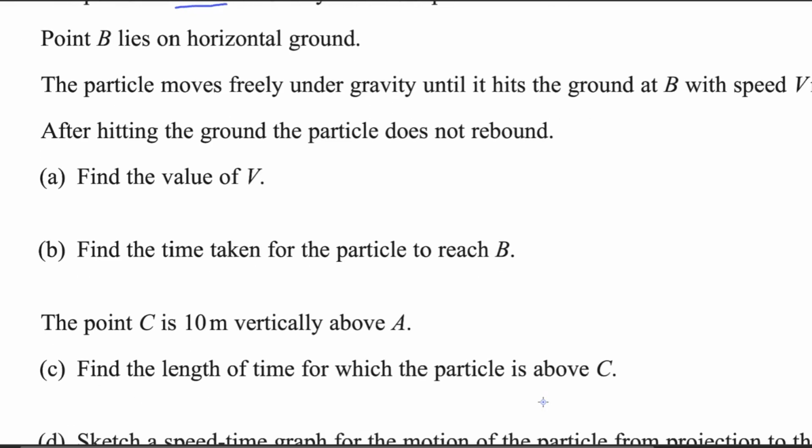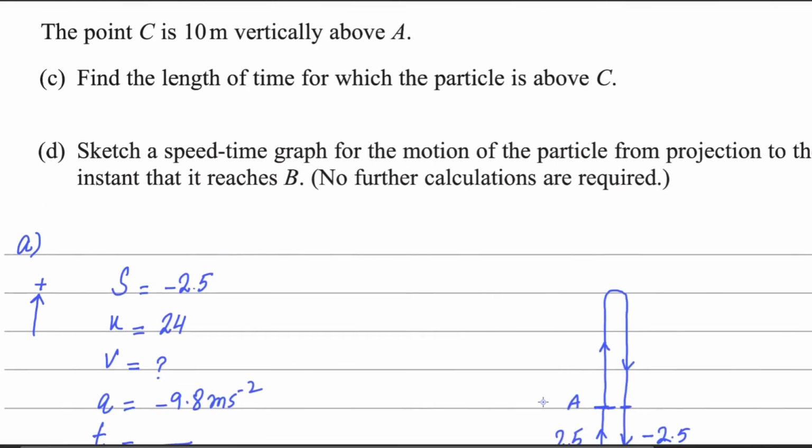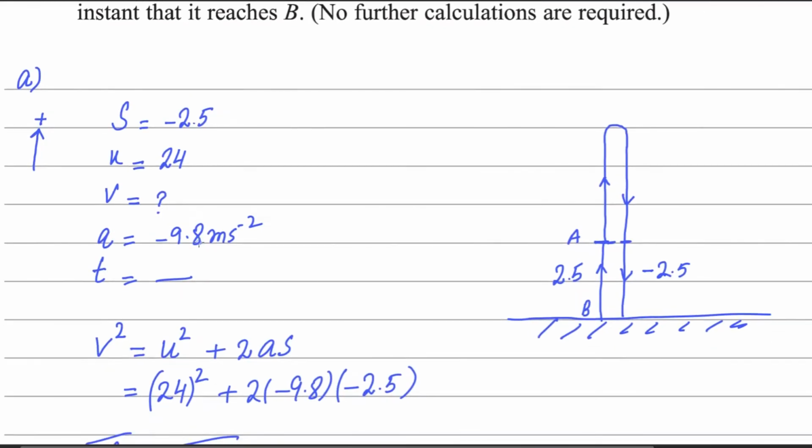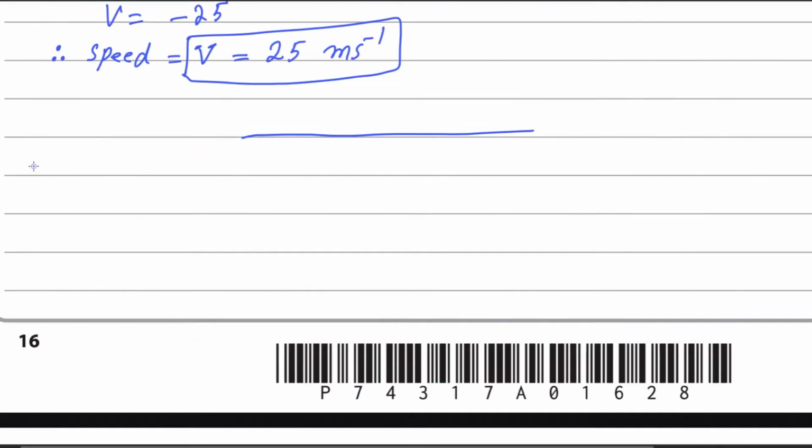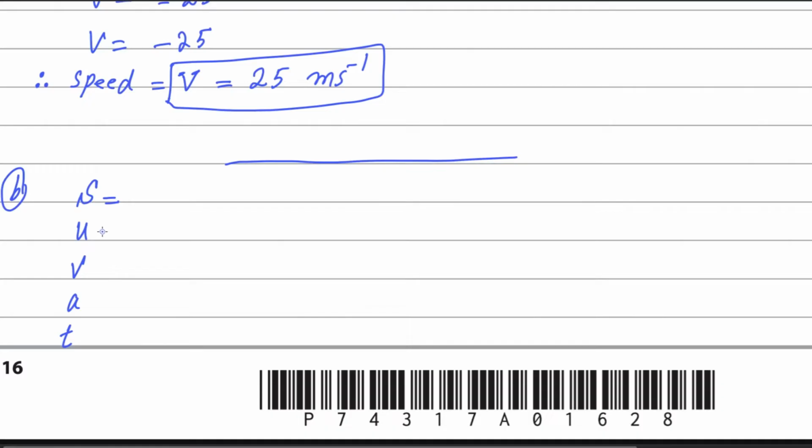Now for the second part, find the time taken for the particle to reach B. Again, now we need to find time taken as well. We have the same equations, but fortunately we have v as well here. That is 25. For the second part, S, U, V, A, T. Let me write the values here. Then later I will decide the direction. Which way you want to take it, positive or negative, that is your choice.